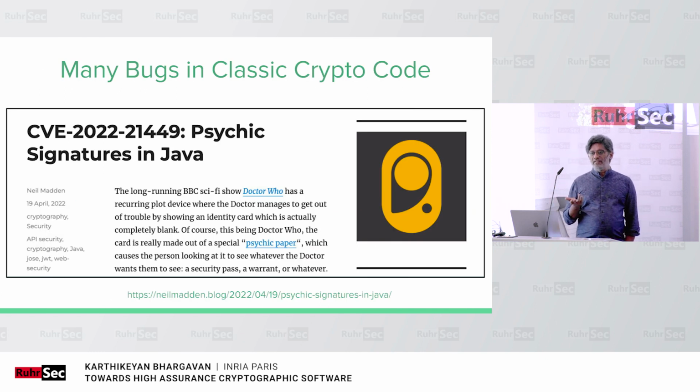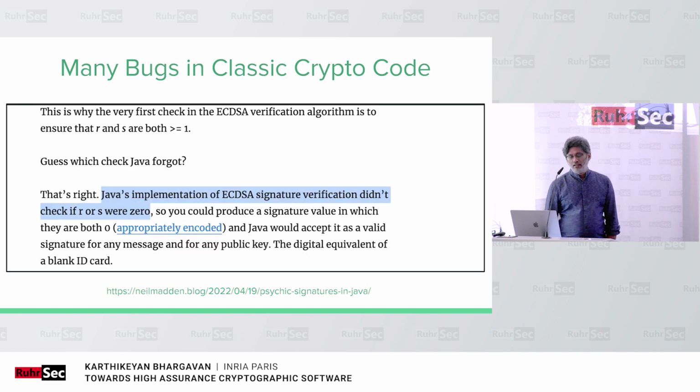So some of you may have seen this. This is the psychic signatures bug in Java last year. Psychic actually makes it sound much more sophisticated than it is. It's actually an extremely stupid bug. It's in ECDSA signatures. In ECDSA signatures, when you receive an R and an S, the first thing you check is that R and S are not 0. Otherwise, it's trivial.